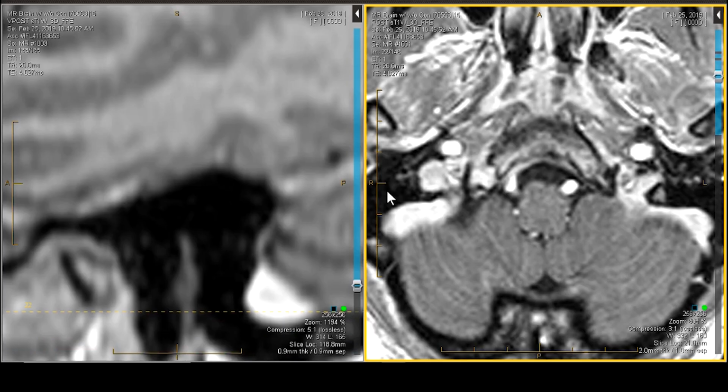And when a patient has, say, Lyme disease or some type of facial nerve palsy like Bell's palsy, you want to see if that vertical segment is enhancing and compare the two sides.